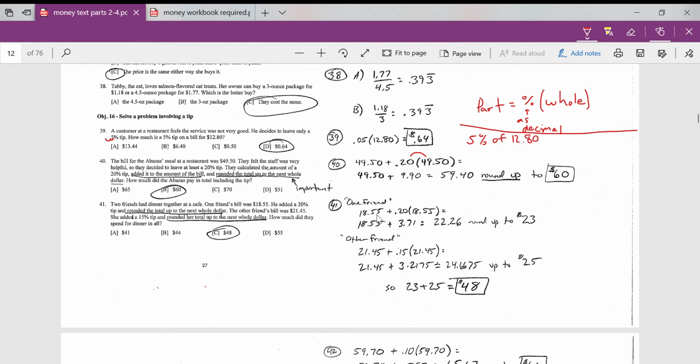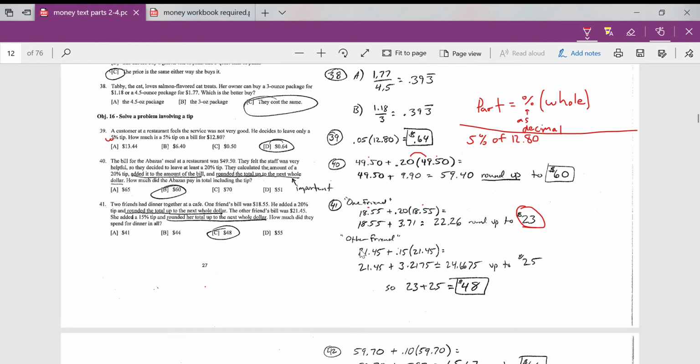We have $18.55, the 20% tip of that $18.55. You're going to see the same number appear here and here, just like we did up in this one, the 49.50s here and here, because you're taking the whole amount plus a percent of that amount. So now we take the order of operations: 0.20 times 18.55 gives us 3.71. We add that to the regular amount, we get 22.26. We're going to round that up to the next dollar, which is 23. So the first person pays $23.